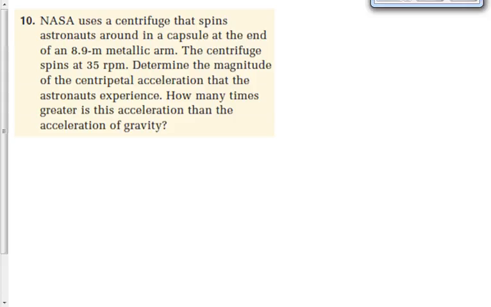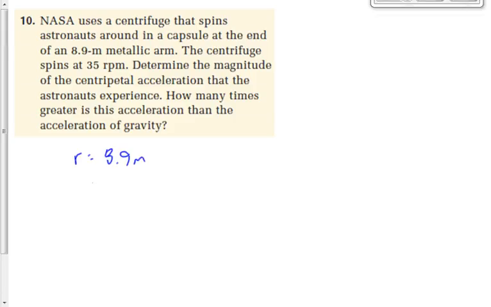Okay, so this centrifuge consists of a capsule on an 8.9 meter arm. It's spinning around at 35 RPMs. We want to find the acceleration that the astronauts experience, and then find out how many times greater this acceleration is than gravity. In other words, the G-force, how many Gs it is. We have a radius here of 8.9 meters.